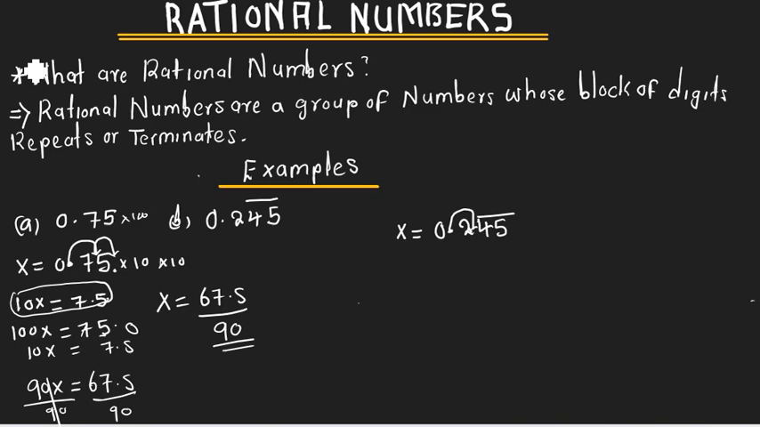How many steps have I moved? 1 step. I need to multiply by what number to move 1 step? It's a 10. So if I make it 10x, I'll move by 1 step, and it will become 2.45 bar. Always take it before the bar. Then, after taking it before the bar, find means of taking it at the far end of the bar. How many steps? 1, 2. I know that I'm multiplying by 100.